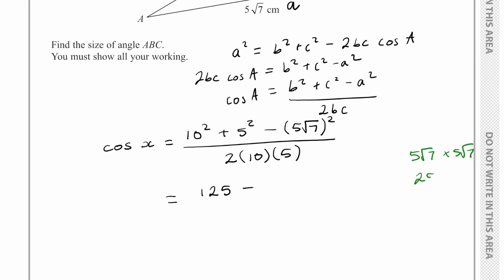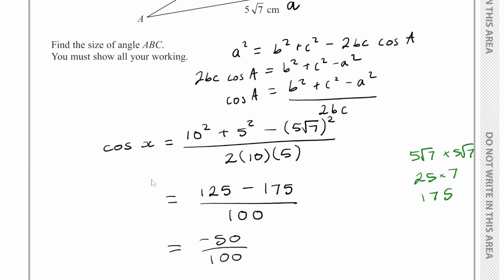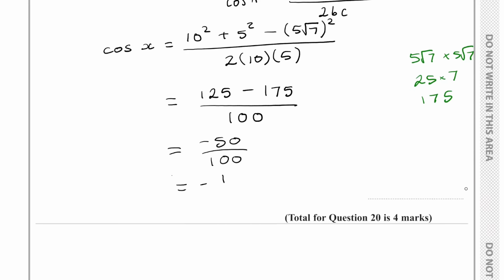5 times 5 is 25. Root 7 times root 7 is 7. So 25 times 7 is 175. So I've got 125 minus 175 over 2 times 10 times 5, which is 100. So cos x is minus 50 over 100, which is minus a half. Cos x equals minus a half.